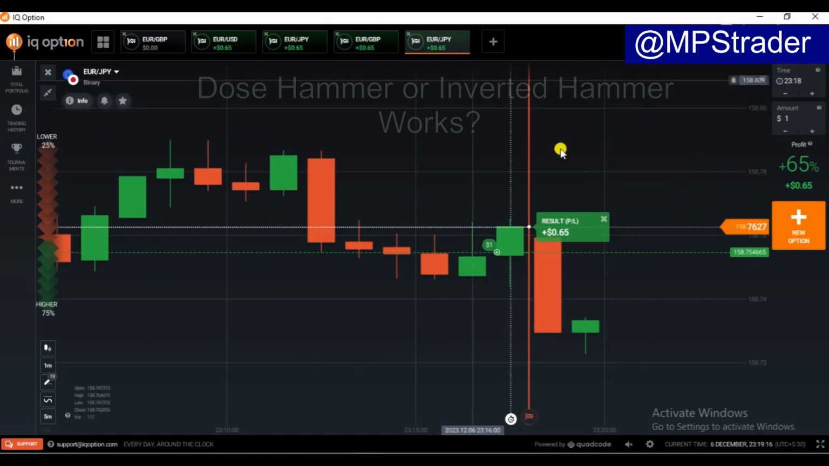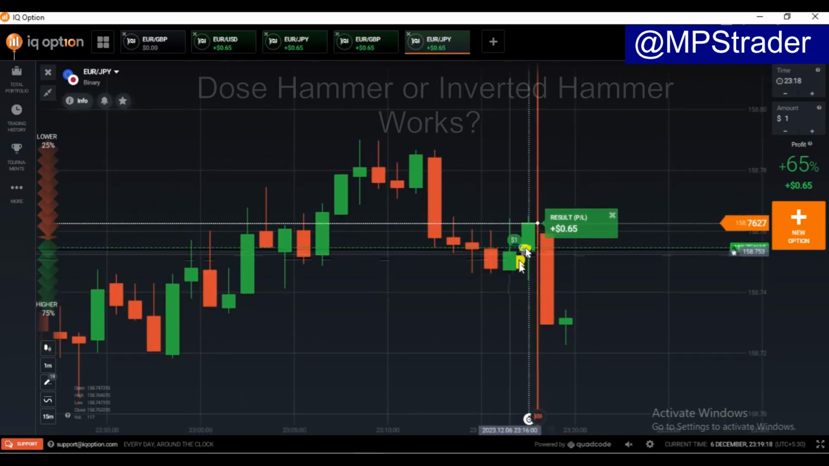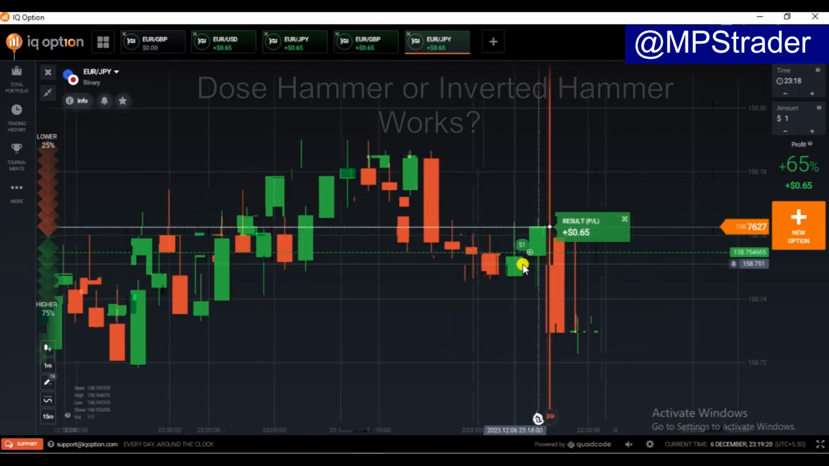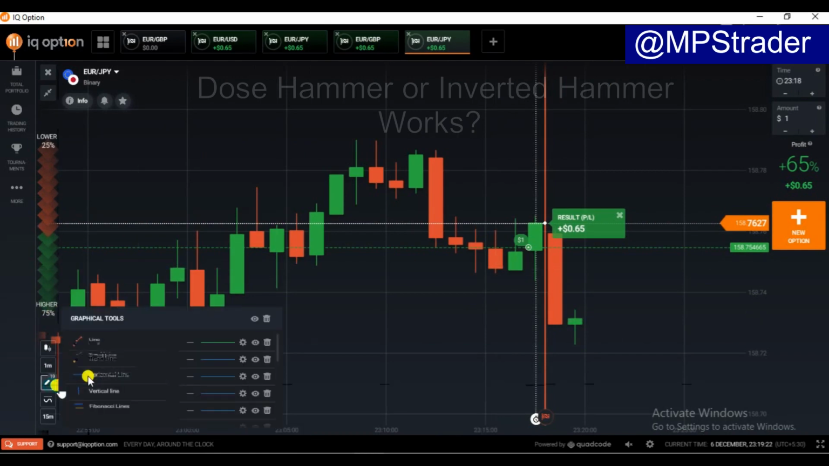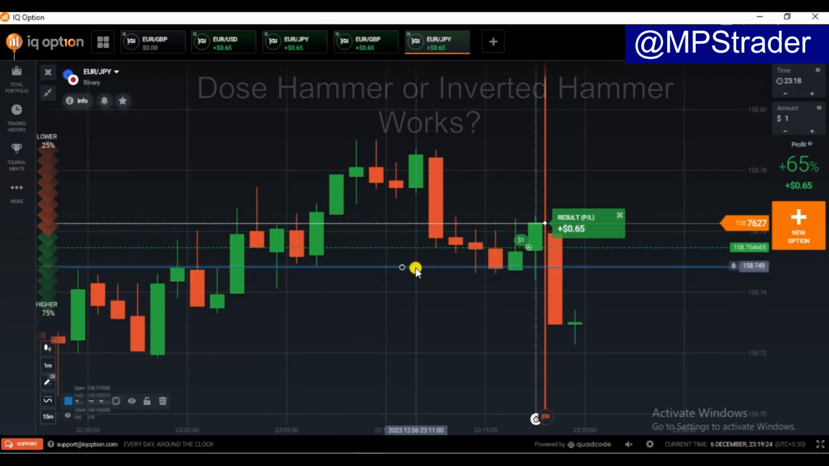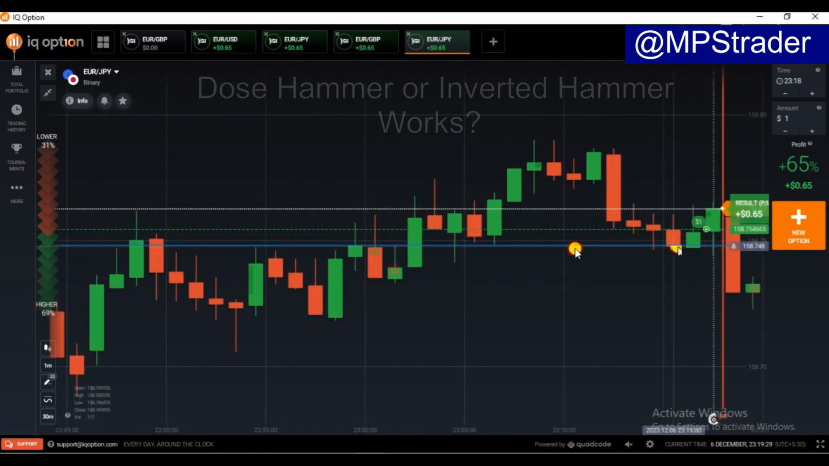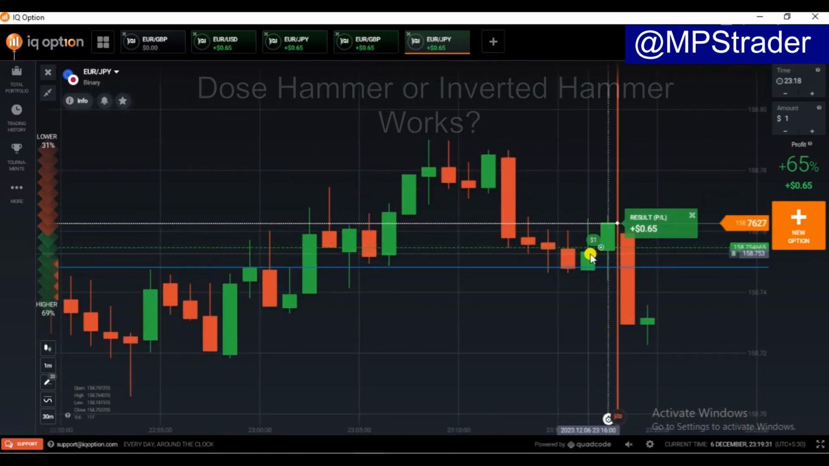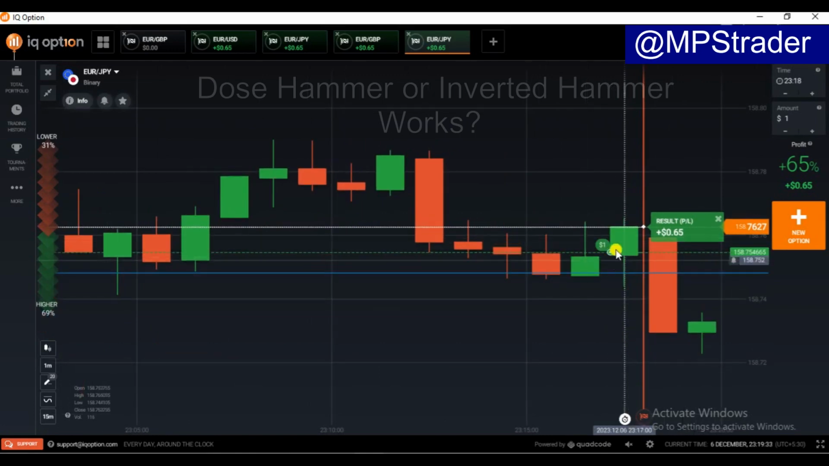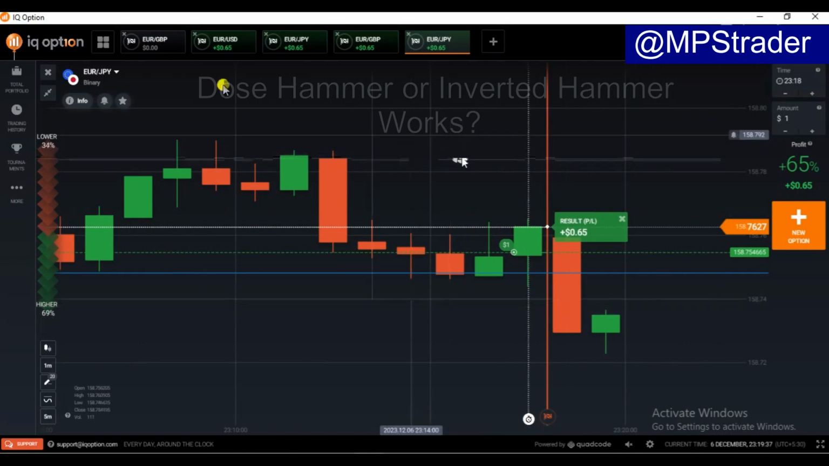But now see, after this hammer, there was a nice level here, one time, two times, three times reversed, and then after this inverted hammer, it reversed, but only for one candle. Now it's again coming down.